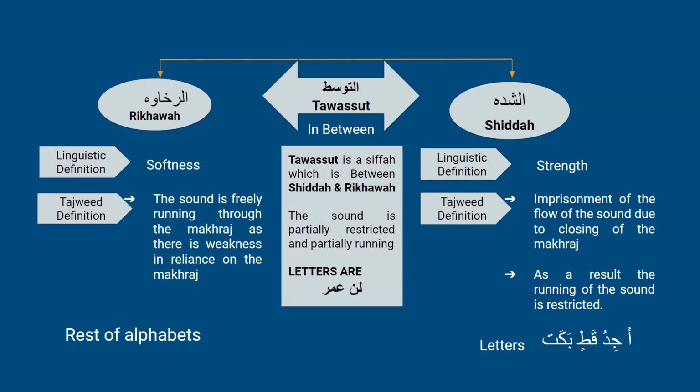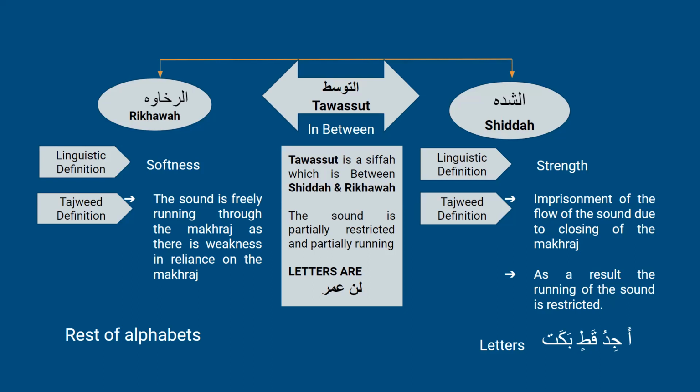So we have such letters from the 29 Arabic alphabets. We have such letters which have this quality, the characteristics of being strong. It has force in them. When you pronounce those letters, it comes with certain force and power. In the Tajweed definition, Shiddah means the imprisonment of the flow of the sound due to closing of the makhraj. As a result, the running of the sound is restricted.